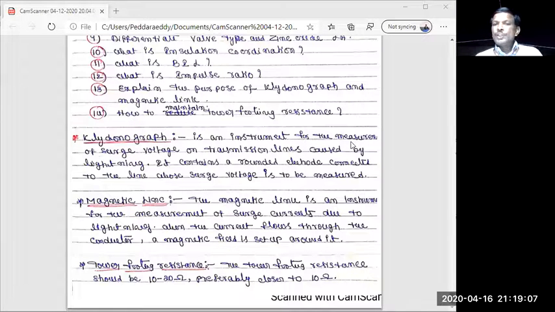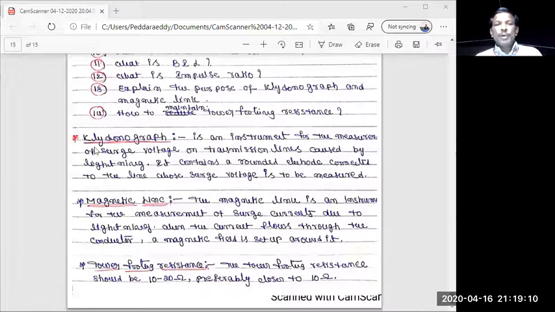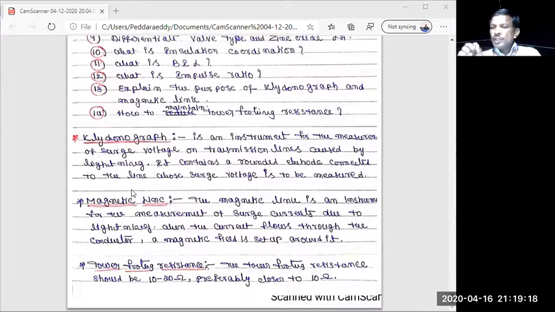Klydonograph is an instrument for the measurement of surge voltage on transmission lines caused by lightning. So the Klydonograph is an instrument which is used to measure the surge voltage. If you want to measure the surge voltage caused by lightning, we use a Klydonograph. And if you want to measure the surge current, we use a magnetic link. Magnetic link is used to measure the surge current.